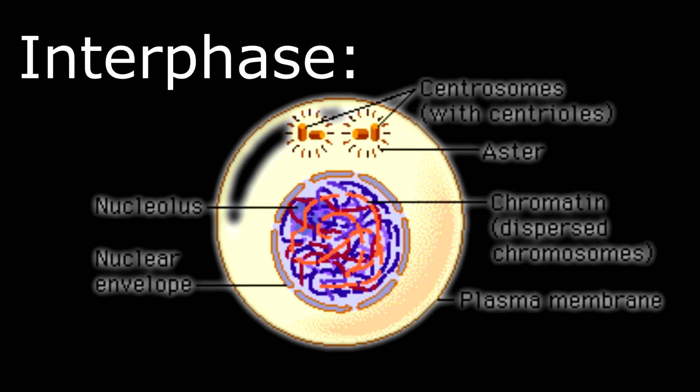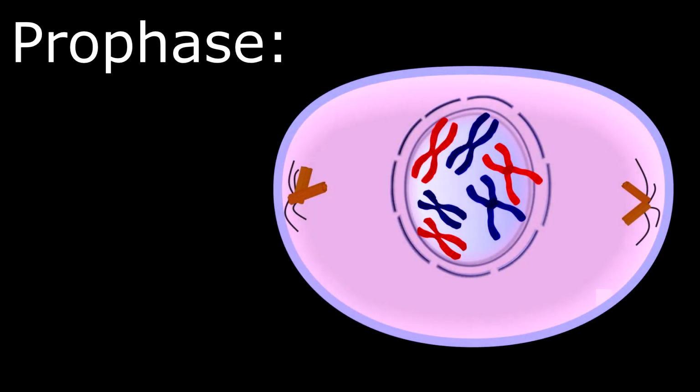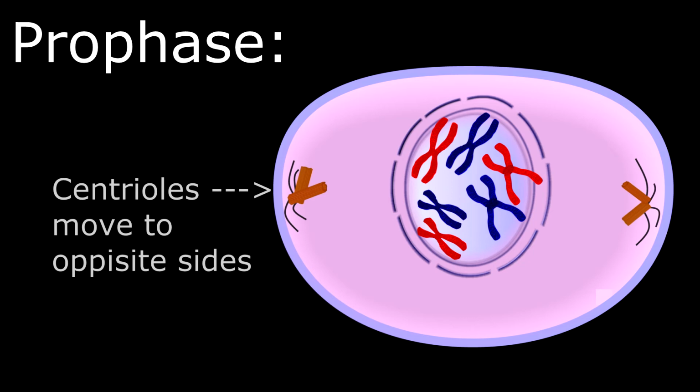There are 6 phases of mitosis. The first one, interphase, is when the cell is engaged in metabolic activity and preparing for the rest of mitosis. Prophase is next, and is where chromatin in the nucleus begins to condense and becomes visible in the light microscope as chromosomes. The nucleus disappears.